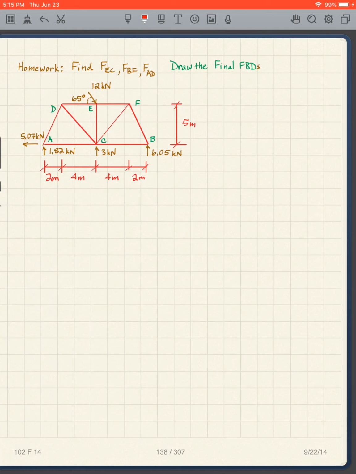And okay, we keep going. So I'm just trying to get you to look at different free body diagrams and things. So now we want FEC, FBF, and FAD. Okay, so now there's no obvious free body diagram that you can take that cuts just those members. So how can we solve this? And maybe we can use what we've learned before as well. And so let's take a look at it.